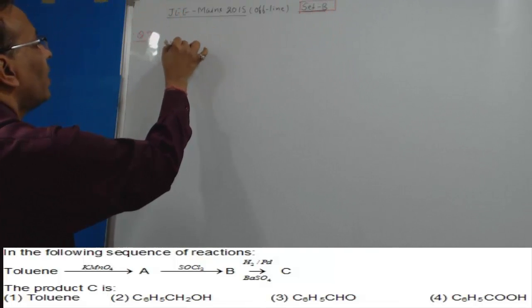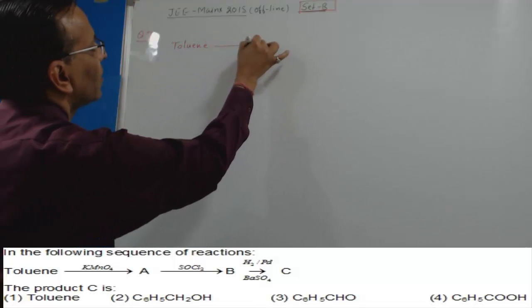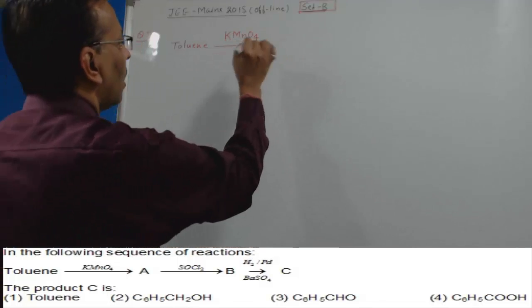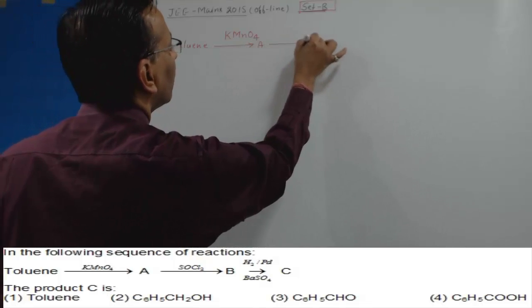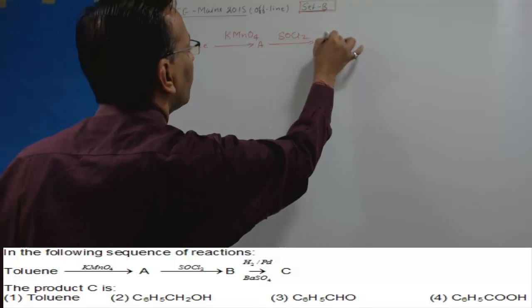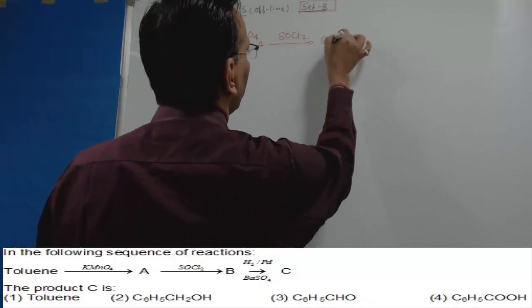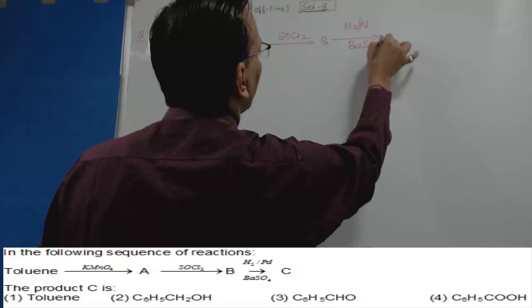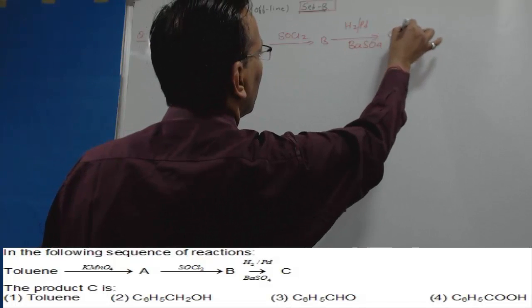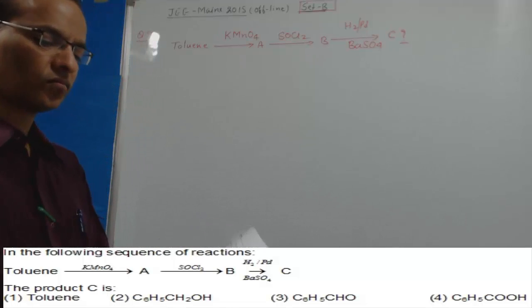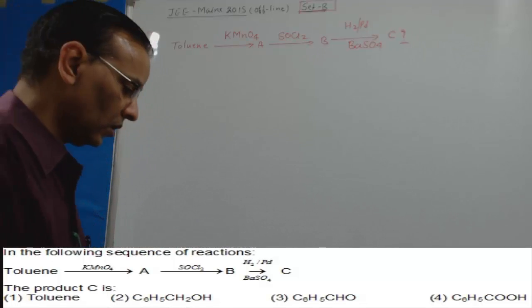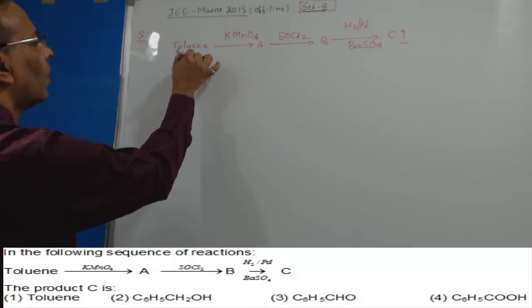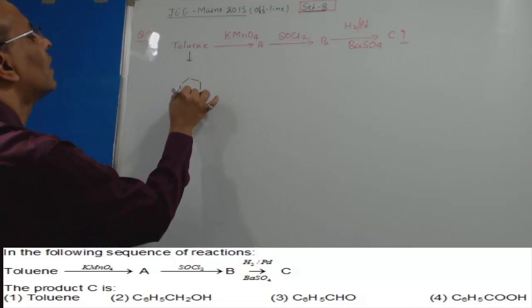So the question is, toluene with KMnO4 gives A, SOCl2 gives B, and then H2, Pd-BaSO4 gives C, and the question is, what is C? We all know toluene is methyl benzene.